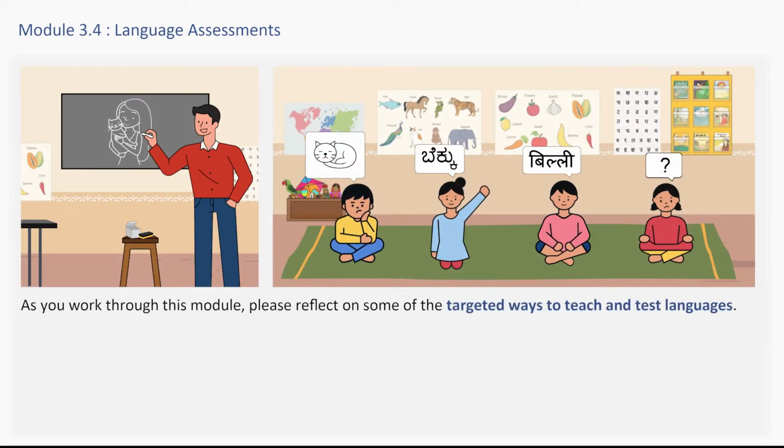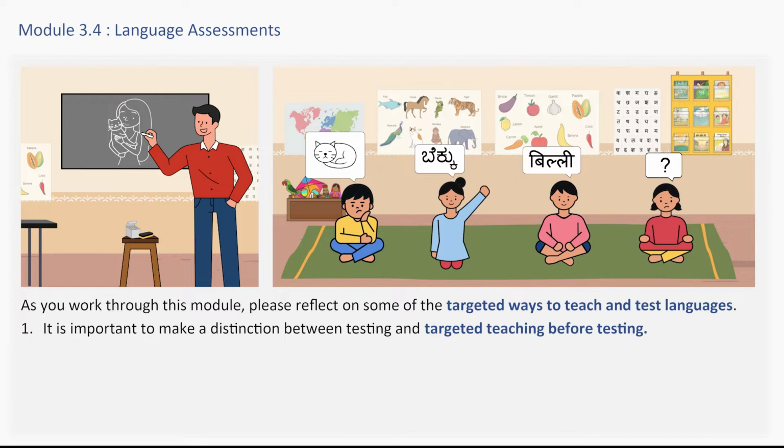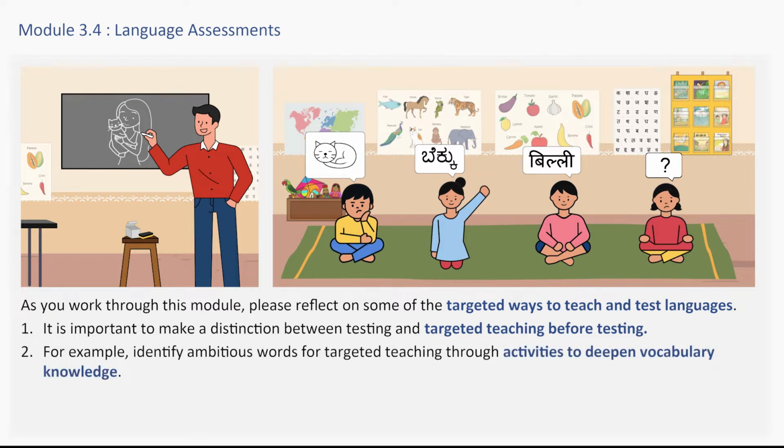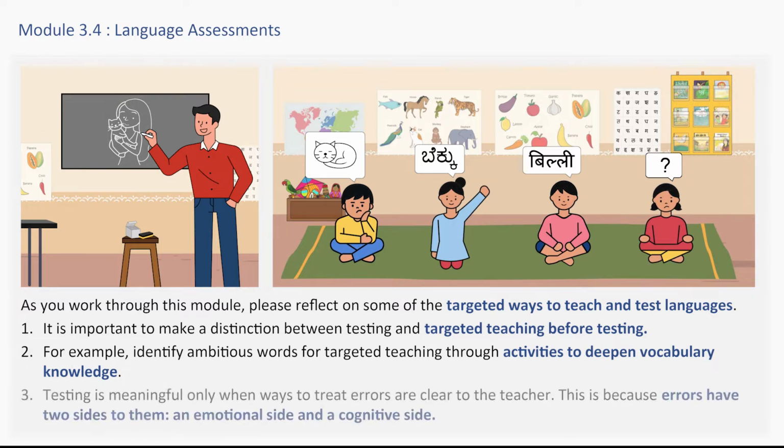As you work through this module, please reflect on some of the targeted ways to teach and test languages. It is important to make a distinction between testing and targeted teaching before testing. For example, identify ambitious words for targeted teaching through activities to deepen vocabulary knowledge. Testing is meaningful only when ways to treat errors are clear to the teacher. This is because errors have 2 sides to them, an emotional side and a cognitive side.